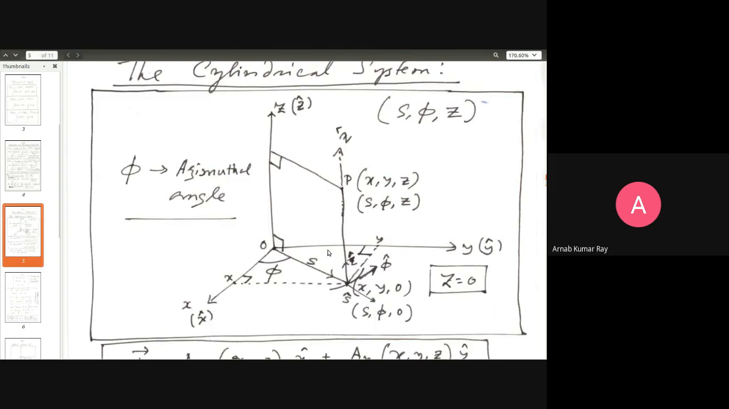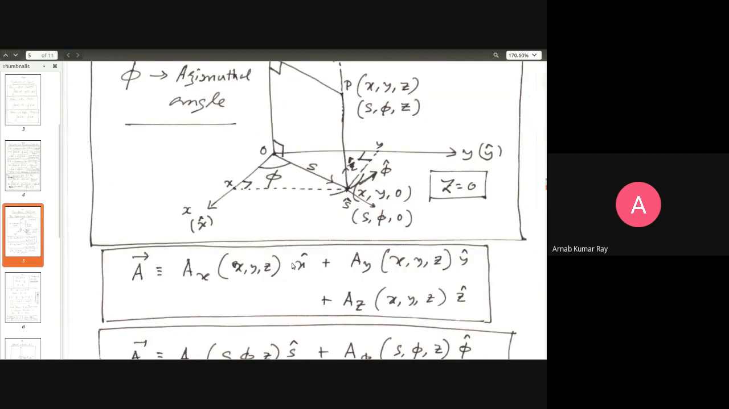First, the direction of the unit vector S cap will change. The magnitude of S cap is still 1, because unit vectors must have a magnitude of 1 in any system that you have. Otherwise, you should not call them unit vectors. Unit means unity, which is 1. Similarly, phi cap also has a magnitude of 1, but its direction will also keep changing.